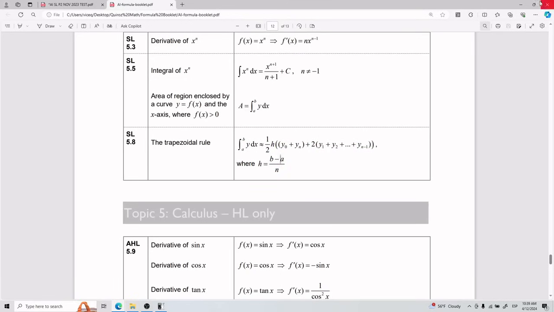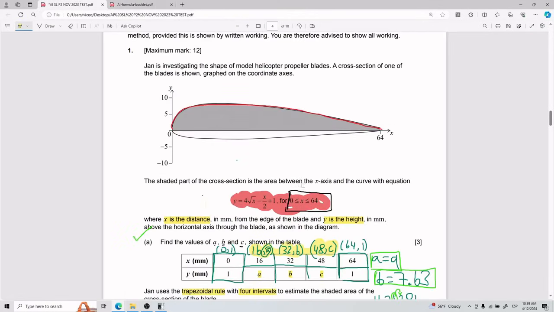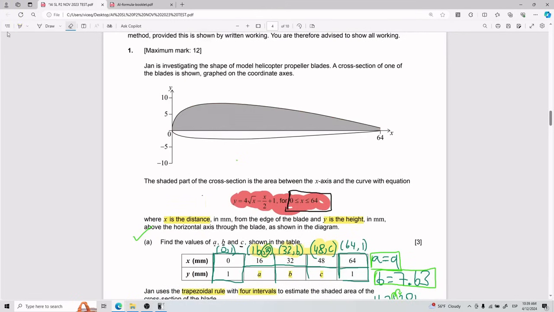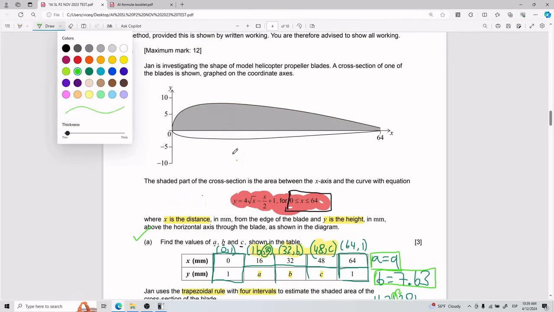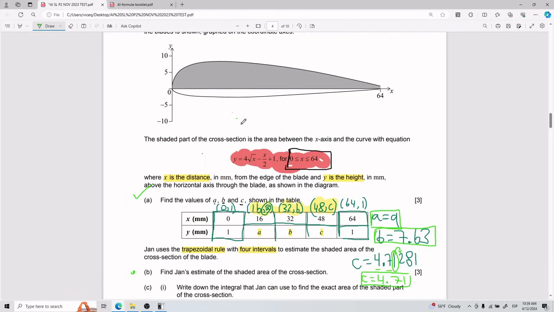So let's first understand the intuition of the formula book, of the trapezoidal rule. The trapezoidal rule helps you find the area under a curve. As you can see here, we're going to use it to estimate the shaded area.